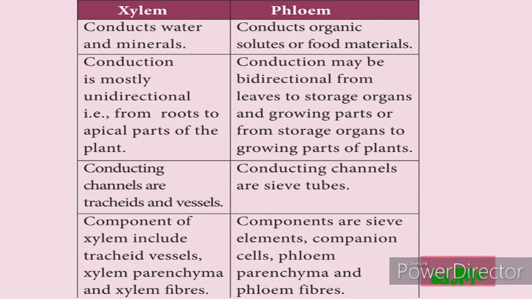Again I repeat that last point. Xylem comprises xylem tracheids, xylem vessels, xylem fiber, and xylem parenchyma. In phloem we have sieve elements, companion cells, phloem fiber, and phloem parenchyma. So that brings my part of the lesson to an end.